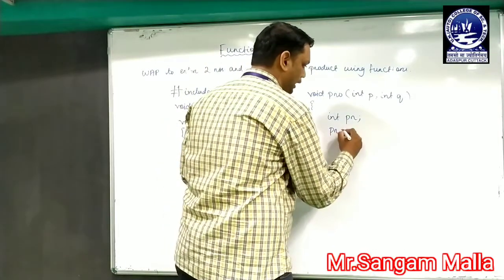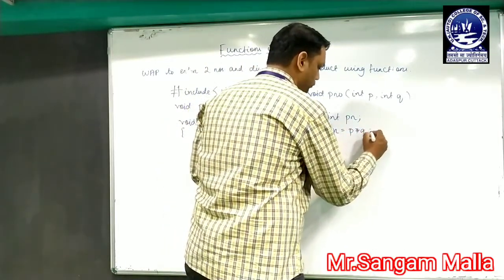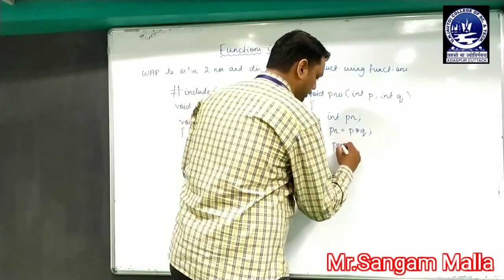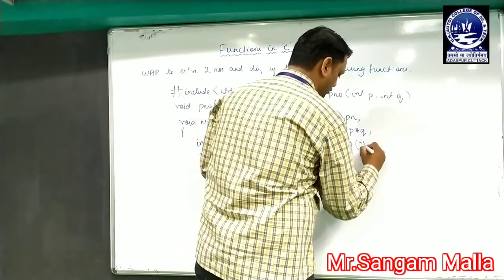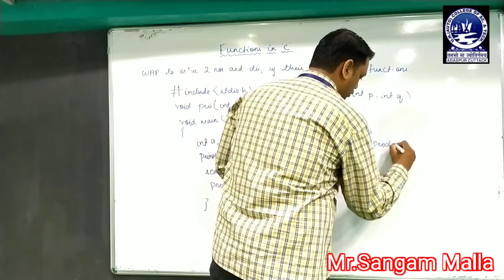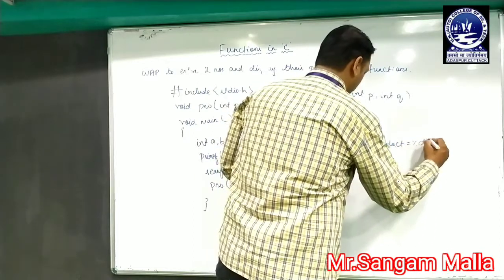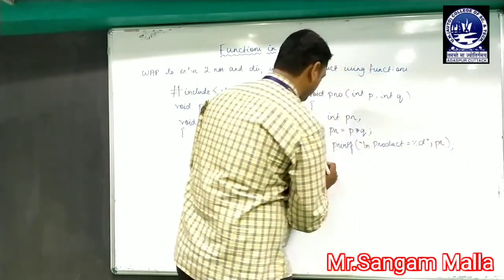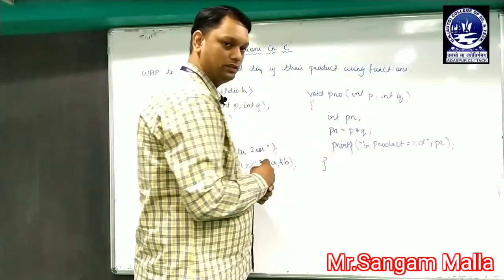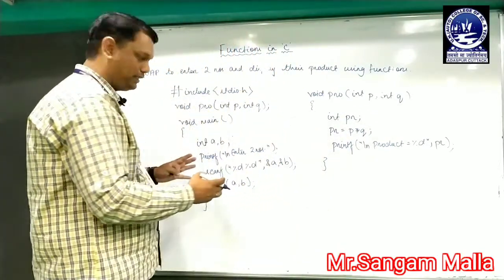So let's say pr equal to p into q, and I have to print the pr value. So let's say printf "\n product equal to %d", pr. So I will close the pro function over here. So let's take an example over here.